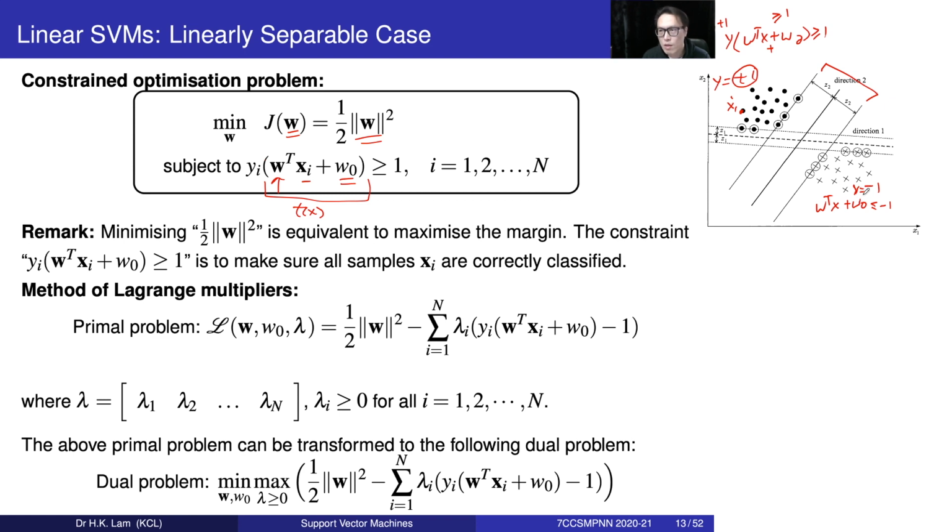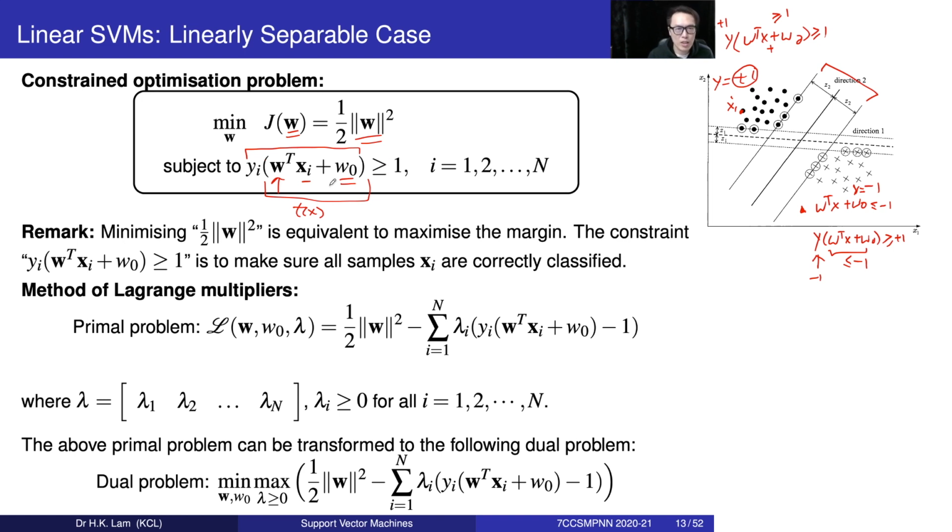Now this one, the same situation. If we pass y to this W^T x plus W0, this term is always less than or equal to -1. This y is -1. Minus times minus, it becomes always greater than or equal to +1. So multiplying yi right here is just to combine these two cases together, and then it is always greater than or equal to 1.